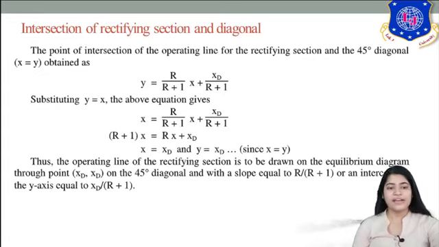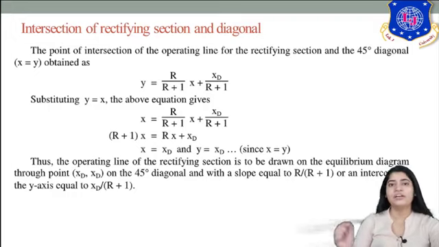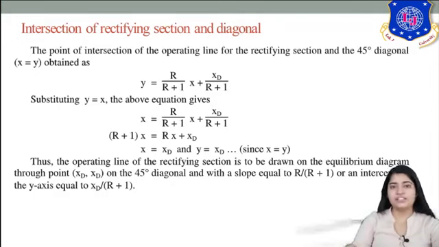Okay, to find an intersection point with diagonal, what you are doing, you are substituting X equal to Y. Okay, because at that point one of the composition, one of the coordinate will be same. So this is what equation of your enriching section. Y equal to R upon R plus 1, X plus XD upon R plus 1. So this is what operating line of your enriching section. Now in this equation, instead of Y, if I am substituting X, okay, then what does it show? It shows the intersection with diagonal.